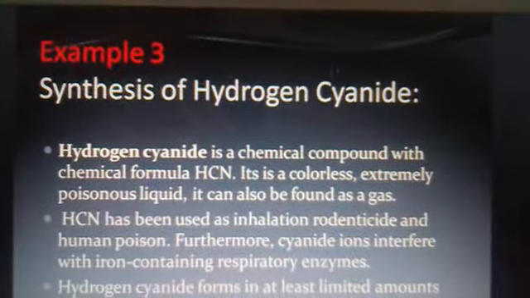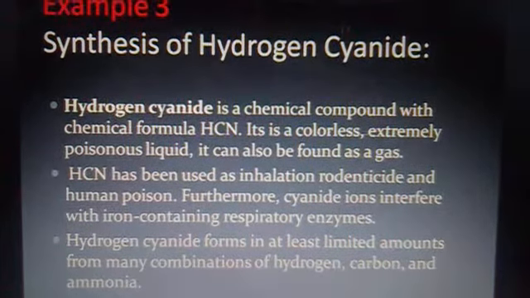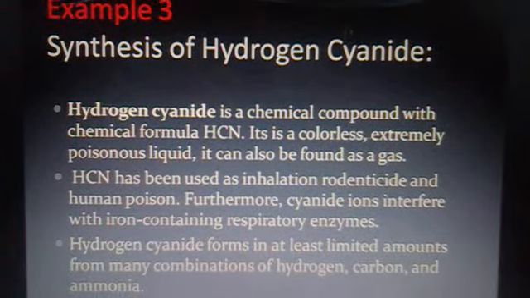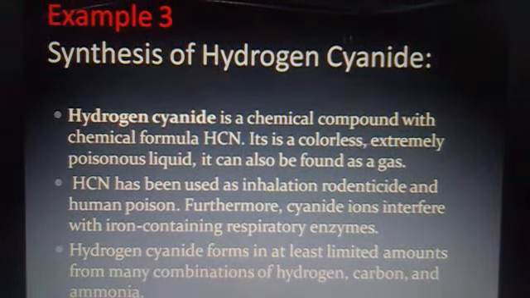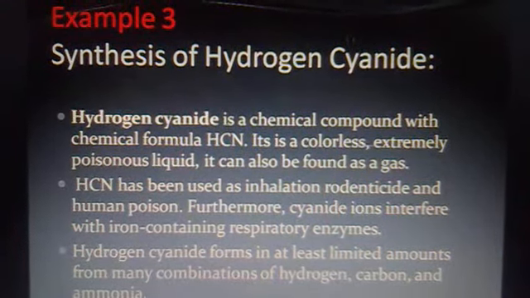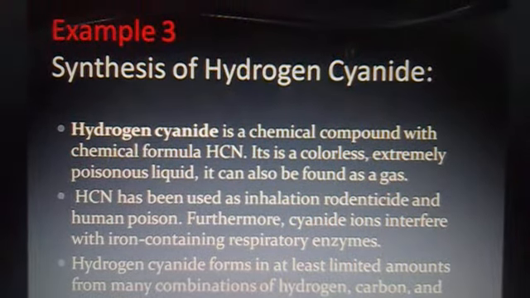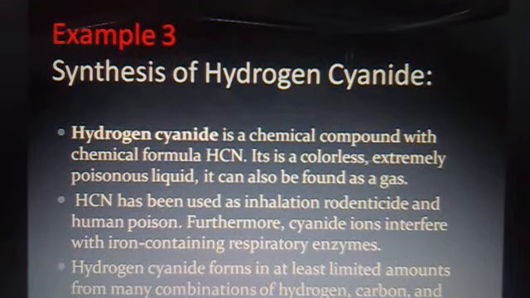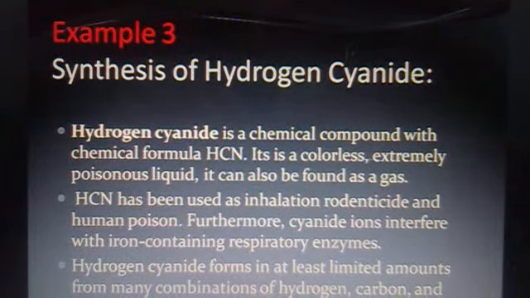Example 3. Synthesis of hydrogen cyanide. Hydrogen cyanide is a chemical compound with chemical formula HCN. It is a colorless, extremely poisonous liquid. It can also be found as a gas. HCN has been used as an inhalation agent, rodenticide, and human poison. Furthermore, the cyanide ion interferes with iron-containing respiratory enzymes.